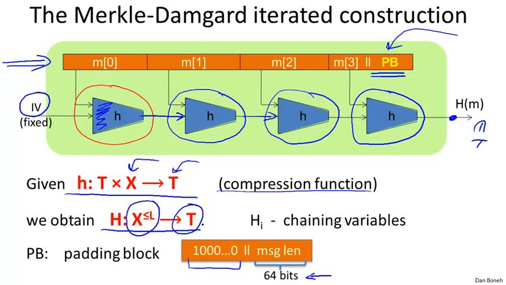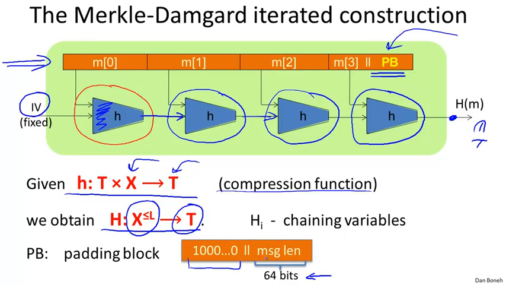So in all the SHA hash functions, the maximum message length is 2 to the 64 minus 1. So in fact, the message length fits into a 64-bit block. And an upper bound of 2 to the 64 minus 1 bits on the message length is actually sufficiently long to handle all the messages we're going to throw at it. Okay, so that's the padding block.